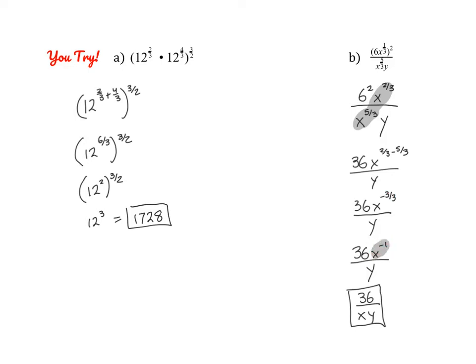So remember, a negative exponent causes your term to flip. And notice I only flipped the term with the negative exponent. 36 stayed where it was, and y stayed where it was. So our final answer is 36 over xy.